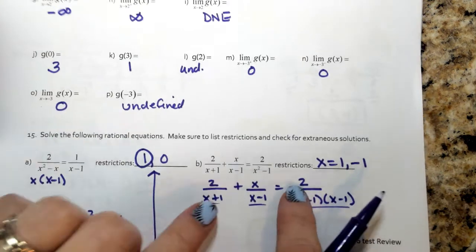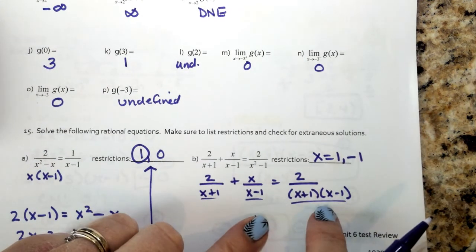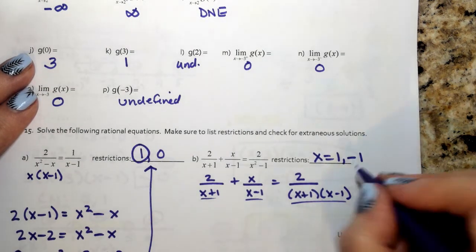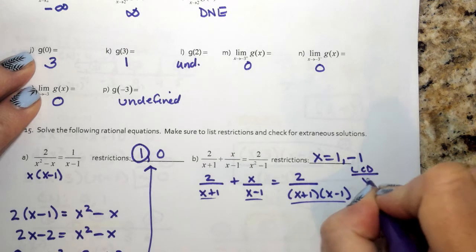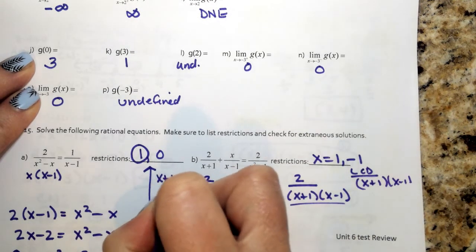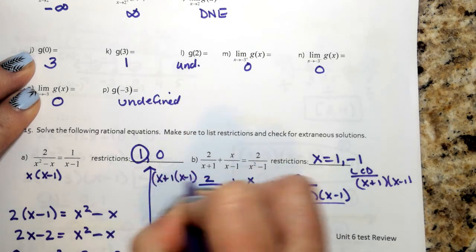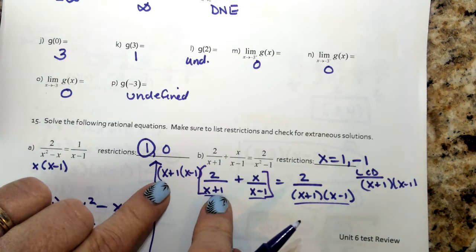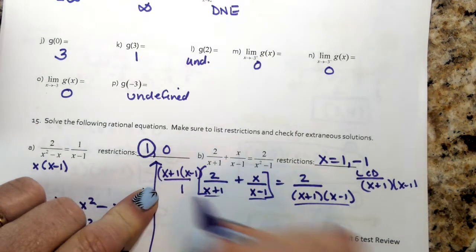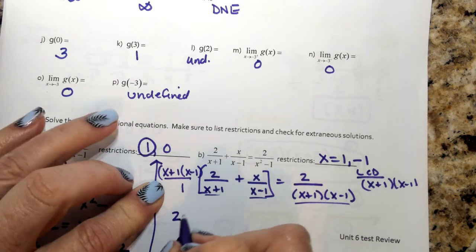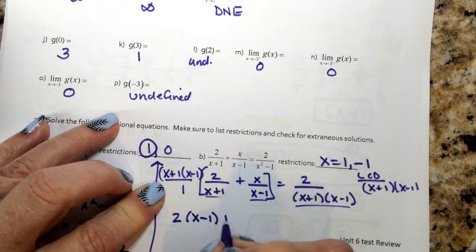So now you don't have one fraction equal to another fraction. So what you're going to do is you're going to multiply every fraction by your LCD, and your LCD is x plus 1 times x minus 1. So when I take 2 over x plus 1 and multiply by the x plus 1s, remember this is actually a fraction over 1. I can cross out those x plus 1s, and I'm just going to be left with 2 times x minus 1.